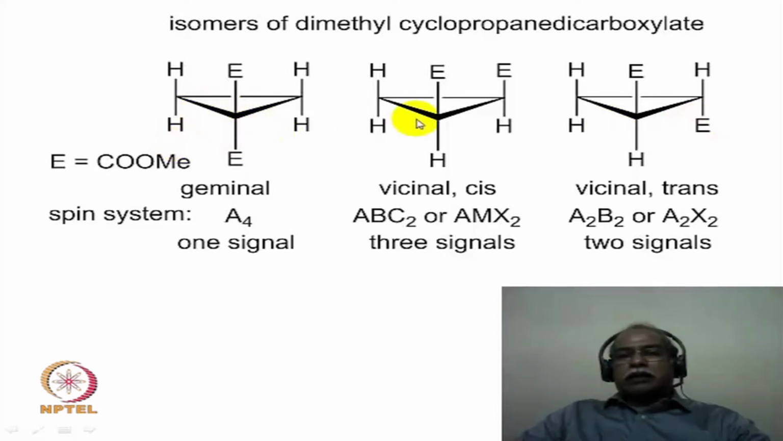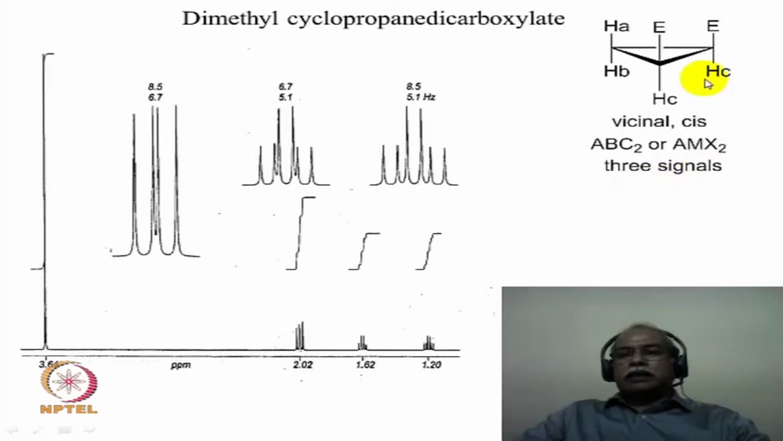In all the three isomers, the methyl of the ester would appear only as a singlet because the ester groups are identical in all the three structures of these isomers. So the conclusion is that it is the cis isomer which is responsible for the three signals that you are seeing as multiplets. Now let us try to interpret the multiplicity of this particular spectrum.